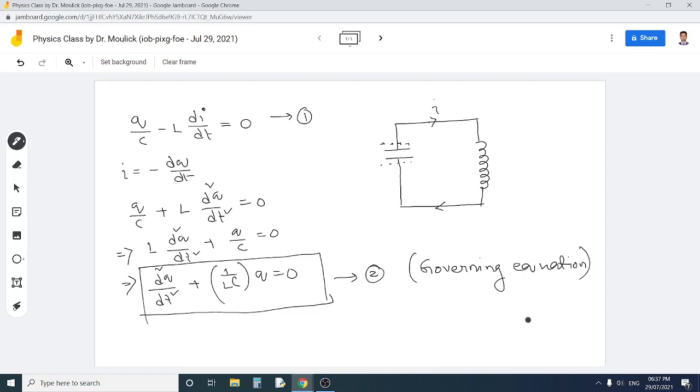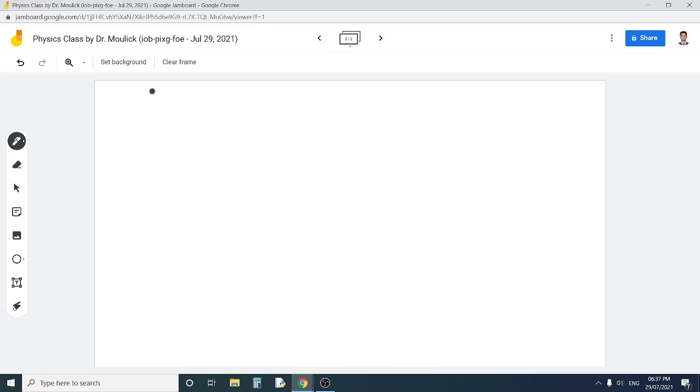Alright. Now look very carefully at how exactly this equation looks. This equation pretty well matches the equation of simple harmonic motion. Let me change the slide and write it in the next slide. So let me first write this equation: d2q upon dt2 plus 1 upon LC whole into q is equal to 0. This is our governing equation.